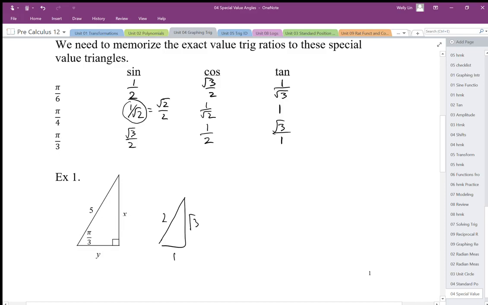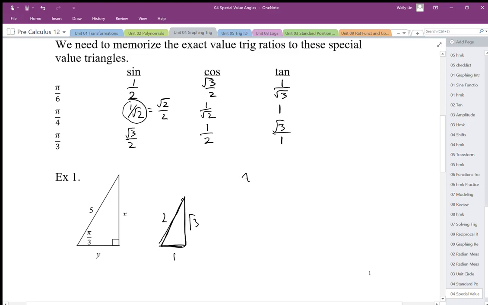Now we could use similarity to do this, and we can use the ratios between the two shapes. I can say that this side relates to that side, this side relates to this side. But we're going to use trig, which is ratios within the triangle. So I'm going to solve for x in this way.